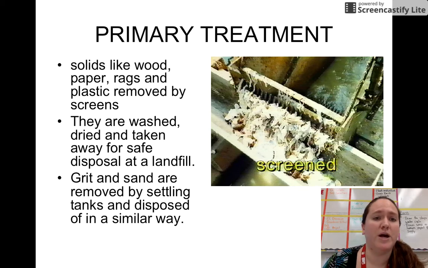We're talking about wood, paper products, rags, plastics, anything. Children might flush toys down the drain, something like that. Ladies, if you're on your period, tampons and things like that are going to be removed by these screens. So what we do is we take these and we dispose of them in a landfill after we've dried them, sometimes purified them in different ways with disinfectant, but they all go to a landfill.